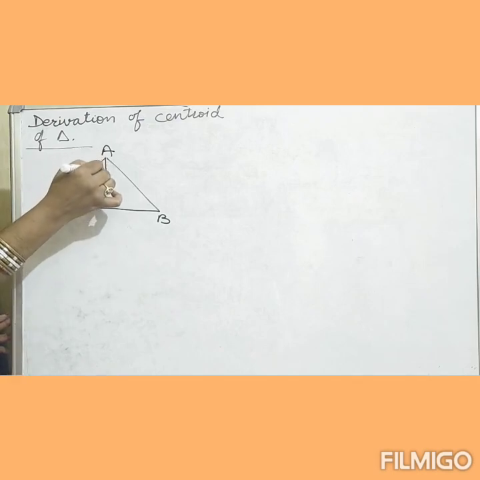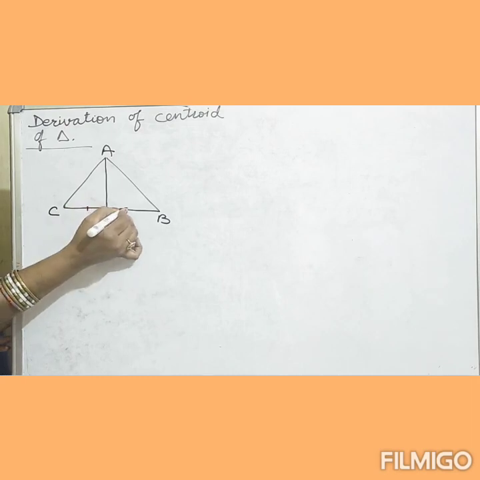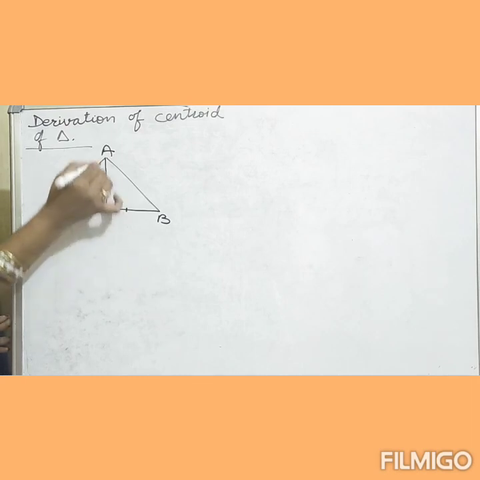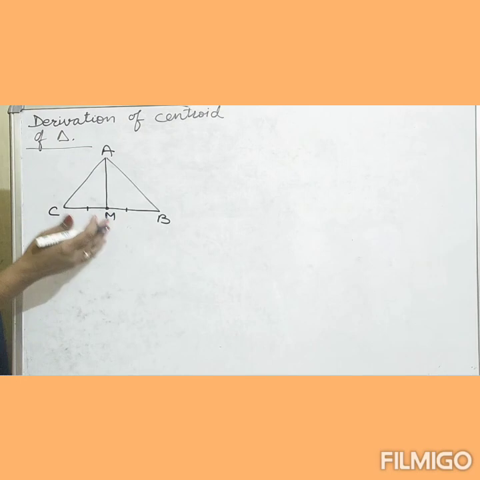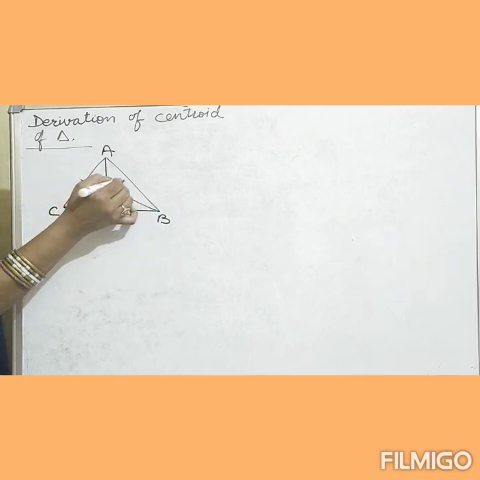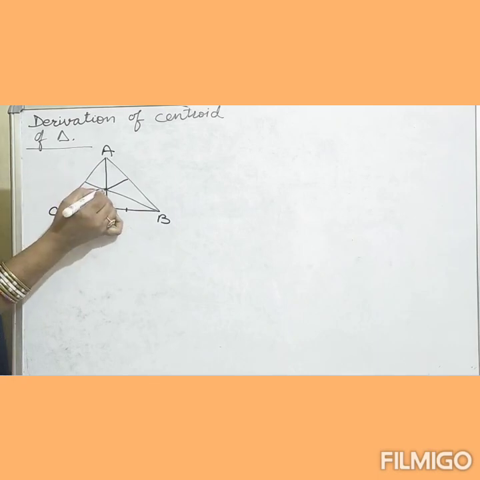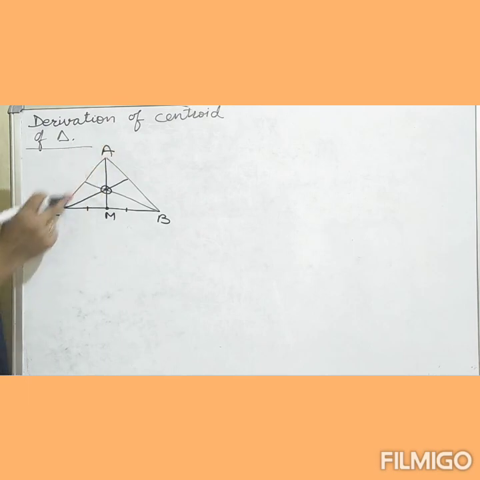A median is a line which divides a side into two equal parts. If this line cuts BC at its midpoint, that is the median of the triangle. Where all three medians intersect, they pass through a single point, and that point is known as the centroid of the triangle. And we'll have to find the coordinates of the centroid today if we know all three vertices of the triangle.